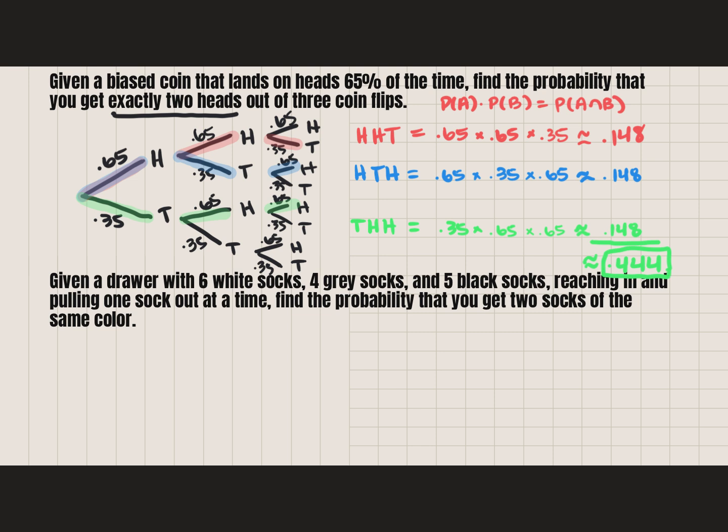Okay. I'm going to start by reading out this one because I don't have quite a lot of room. I'm going to have to zoom in, so it's going to cut some of the problem off. But given a drawer with 6 white socks, 4 gray socks, 5 black socks, reaching in and pulling 1 sock out at a time, find the probability I get 2 socks of the same color. So I'm going to take 2 socks out of this drawer. What I'm going to do, and the key thing here, is I'm not going to replace the sock, not replacing the first sock.